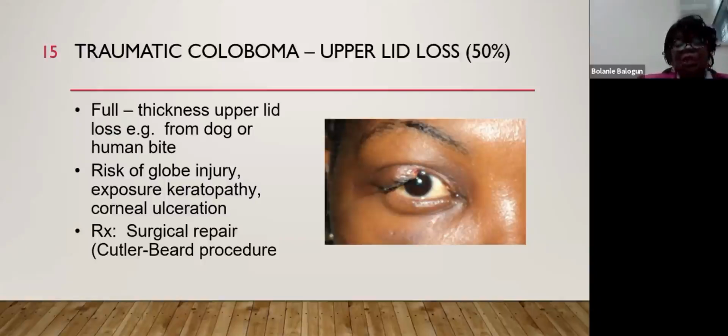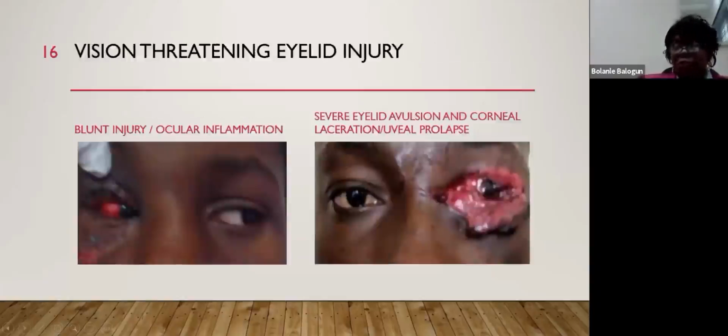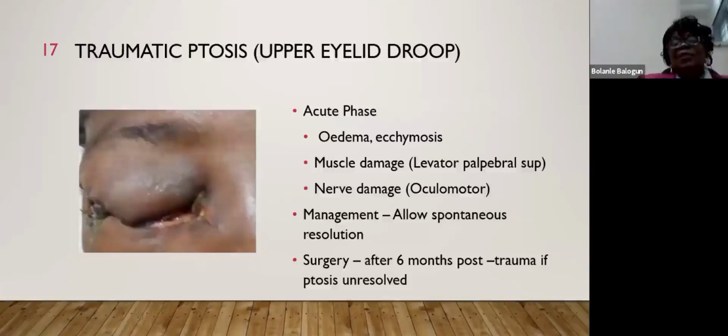Risk of exposure keratopathy, corneal laceration, all of these are there. Another common etiology for this kind of injury is dog bites. But luckily in our environment, we don't have so much of dog bites around here. It's not to the eyelid. Traumatic ptosis, I've already spoken about.